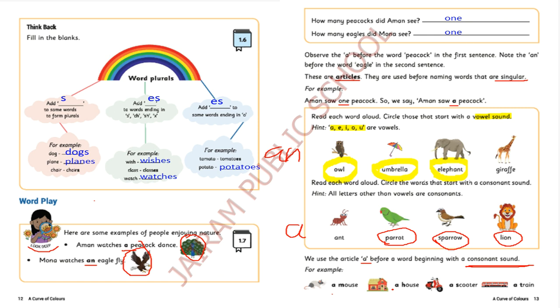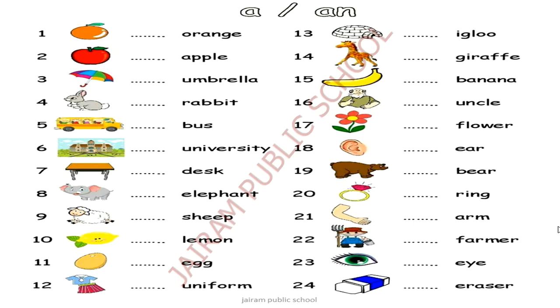A mouse. A mouse. Here M is a consonant. A house. H is not a vowel. So a house. A scooter. S is not a vowel sound. So a scooter. A train. T is not a vowel. So a train. I hope you understood. Let's go to the next.